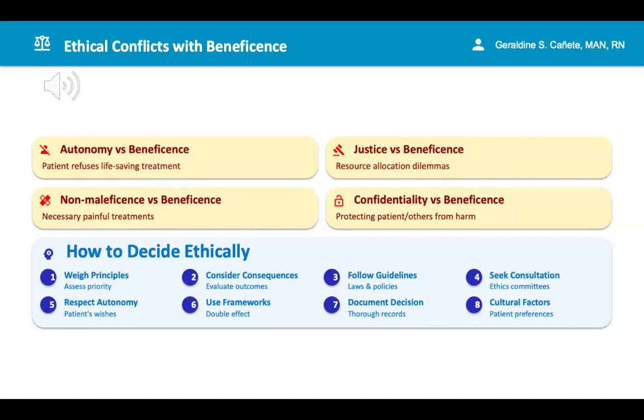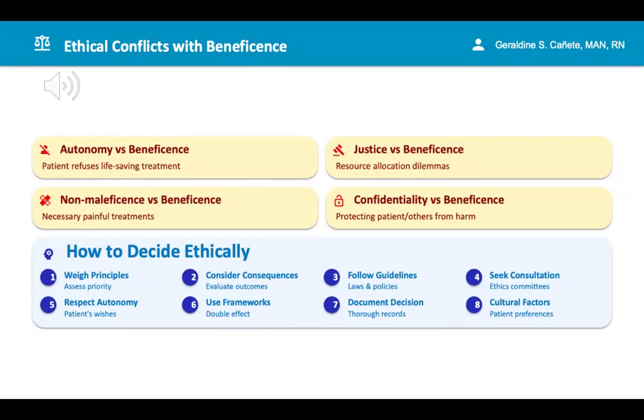Another example is a conflict between justice versus beneficence, specifically in resource allocation dilemmas. Say, for example, you have limited resources and you must decide who gets them. How can you ensure that all patients receive the care they need when resources are scarce? How do you prioritize patients in a fair and equitable way?